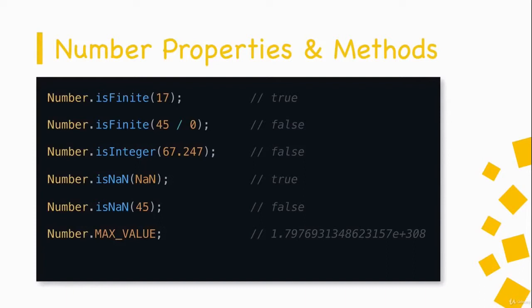There are some properties available on the Number object as well. One of them is the MAX_VALUE property. So Number.MAX_VALUE will tell you the absolute maximum value JavaScript can normally work with. And it's a very, very big number, as you can see on the right hand side. We also have MIN_VALUE, which is the lowest positive value JavaScript can work with. And it's a very, very small positive value, as you can see on the right hand side.